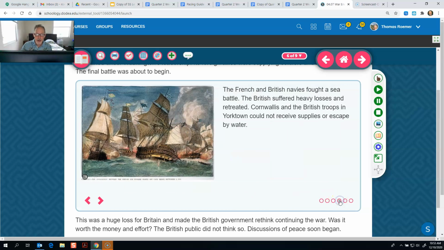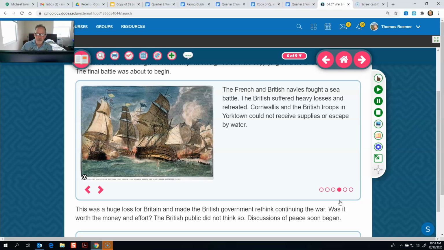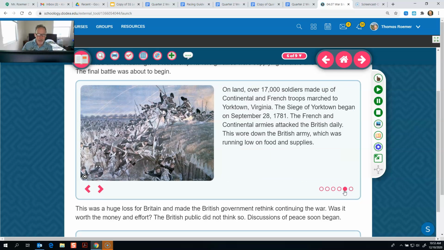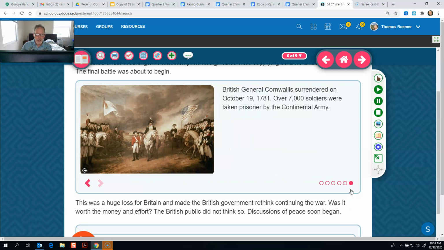Okay, so after a while, what happens? Okay, the French and the British navies fight. Okay, the French hold them back. Okay, we've got the British troops coming in here. The siege of Yorktown began on September 28, 1781. And get this, there were 17,000 soldiers in the Continental and French troops that came into Yorktown. 17,000. That's a lot. Okay? And then Cornwallis surrenders on October 19th.